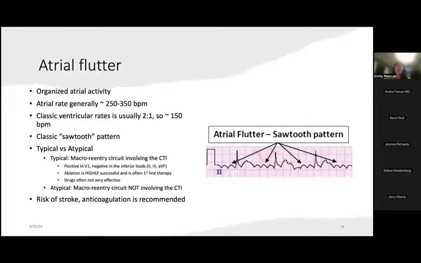Again, because the atria aren't squeezing and contracting normally, some blood just pools there and can form a blood clot. The main issue if you chemically or electrically cardiovert these people is that you dislodge that clot and potentially cause a stroke. So in patients who have AFib or flutter, generally we recommend anticoagulation.